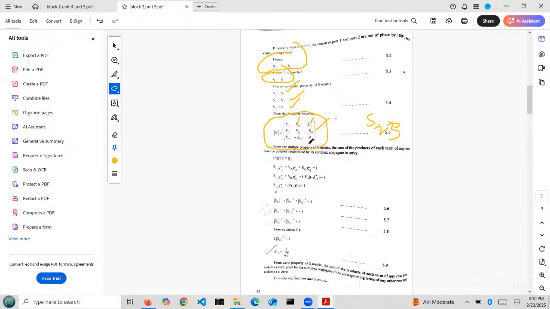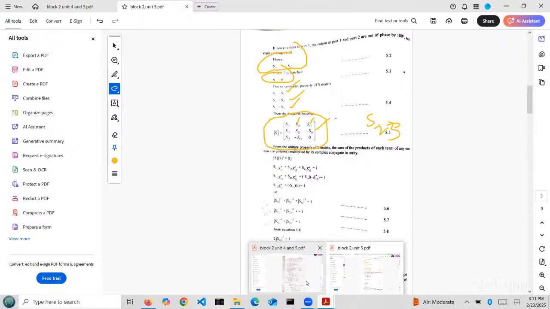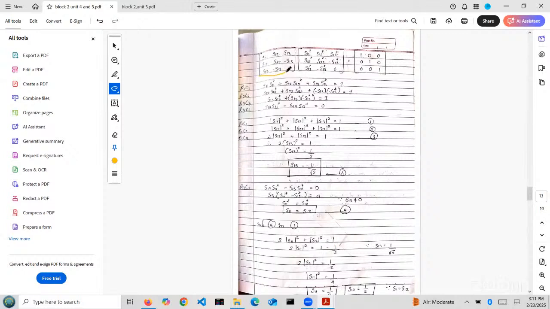After substituting this, I am taking the complex conjugate and setting the product equivalent to the identity matrix. What is the complex conjugate? S11 star, S12 star. We are writing the complex conjugate and both beside each other and doing multiplication. What are the two written beside? One is the original matrix, another one is the complex conjugate matrix. Beside this, I am writing which matrix? The identity matrix. What is the identity matrix? 1, 0, 0, 0, 1, 0, 0, 0, 1.